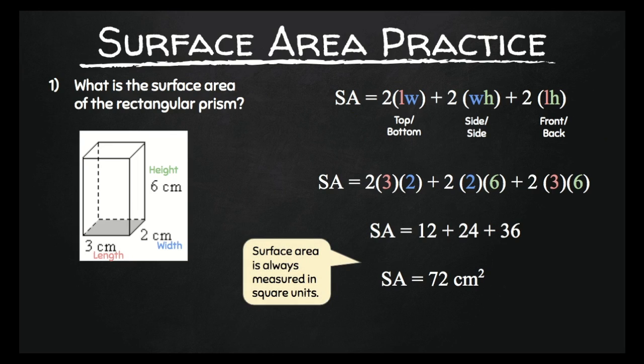An important observation, again, is that surface area is always measured in square units. Normally when we work with 3-dimensional shapes and calculate volume, we use cubic units. But now that we're going back to surface area, this is a 2-dimensional measurement that we're taking. So surface area will always use square units.